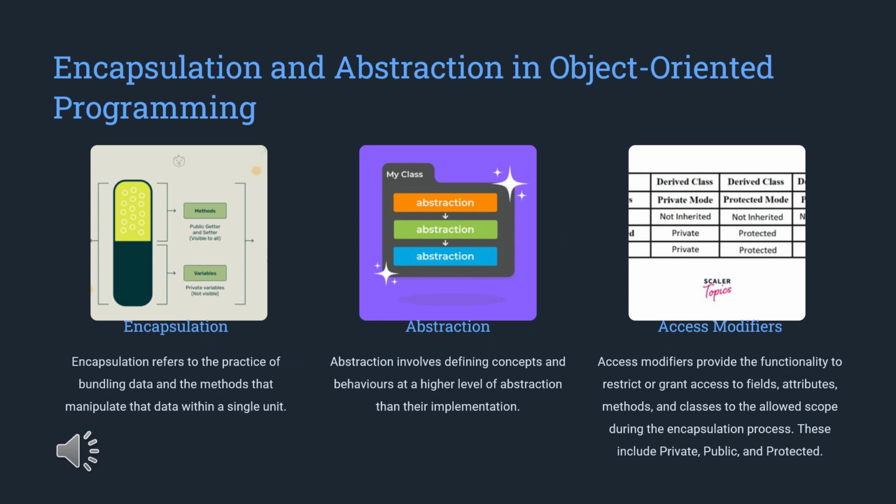Now we're going to talk about encapsulation and abstraction in object-oriented programming. Encapsulation refers to the practice of bundling data and the methods that manipulate the data within a single unit. As we know, object-oriented programming treats objects as a single unit. Now, abstraction involves defining concepts and behaviors at a higher level of abstraction than their implementations. And finally, access modifiers. Access modifiers provide the functionality to restrict or grant access to fields, attributes, methods, and classes to define their scope during the encapsulation process. These include private, public, and protected.